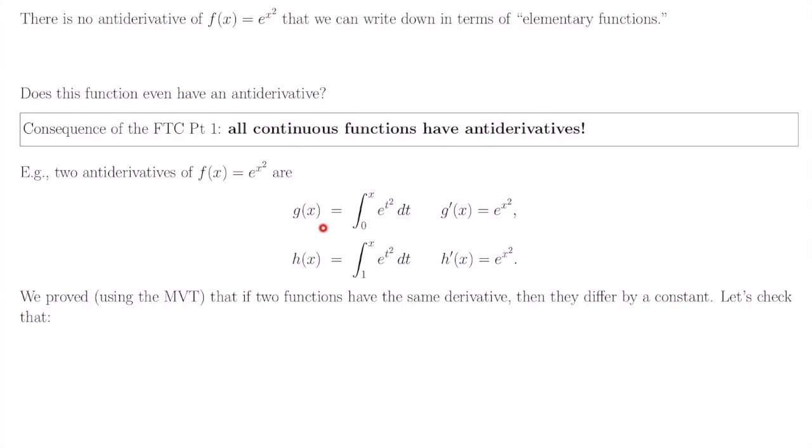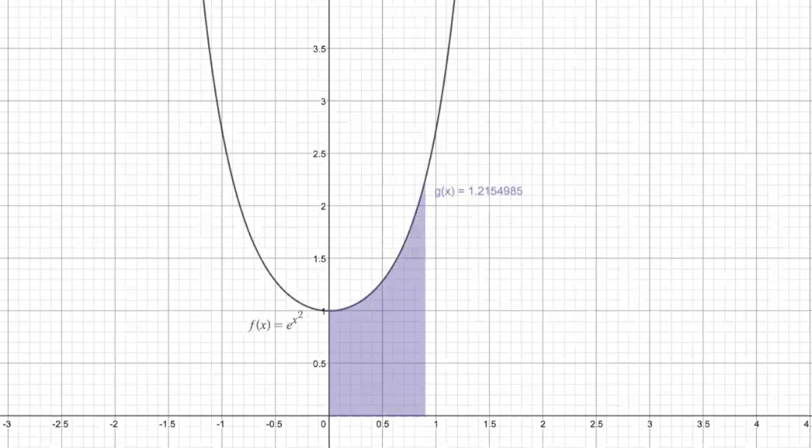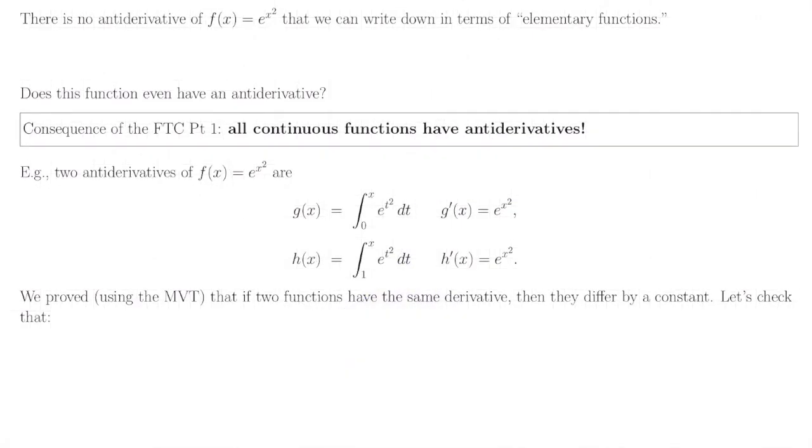Let g of x be the integral from 0 to x of e to the t squared dt. This is actually an area so far function. It's computing the area under the graph of e to the t squared between 0 and the input x. It's a function. Given x, you plug it in, you get out a number. It's very hard to get that number by hand, of course, but numerically, we can calculate an estimate, and of course it does exist. And by the fundamental theorem of calculus part 1, its derivative is e to the x squared. So that's one antiderivative.